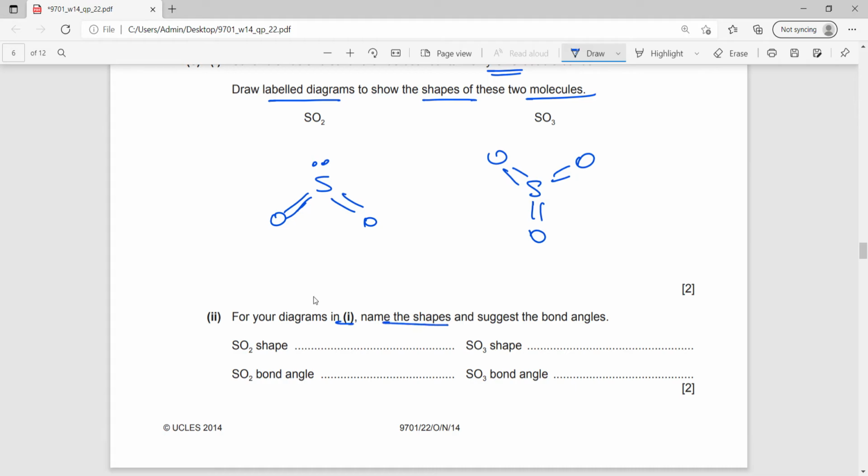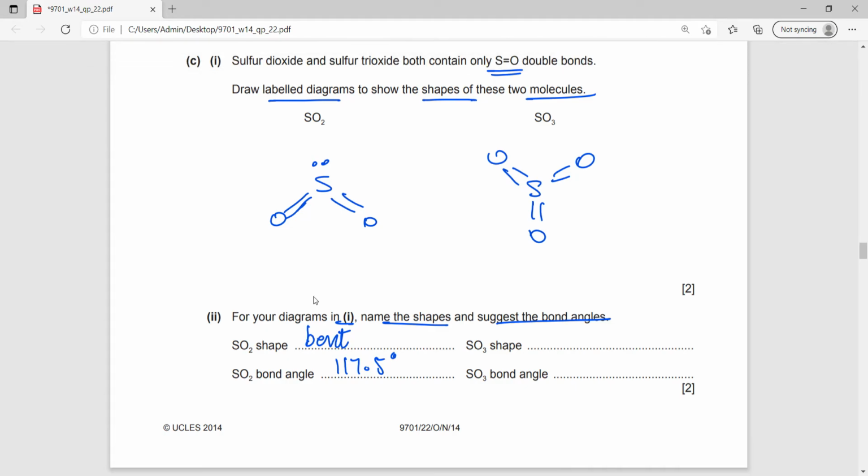For your diagrams in one, name the shapes and suggest the bond angles. So SO2 has 3 pairs, right? But there's a lone pair. So this lone pair will repel more than a bond pair. A lone pair would reduce the bond angle by 2.5, so 120 minus 2.5 will be 117.5, right? And the shape is not perfectly trigonal planar, so it'll be bent. You can say that the shape is bent. Whether it's planar or not is not within our knowledge.